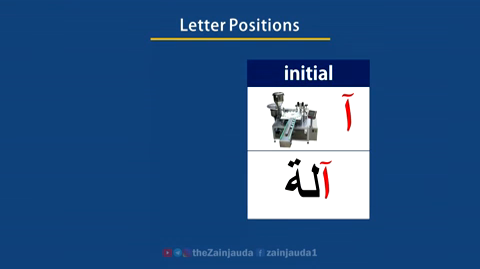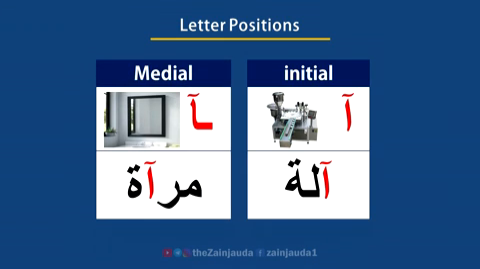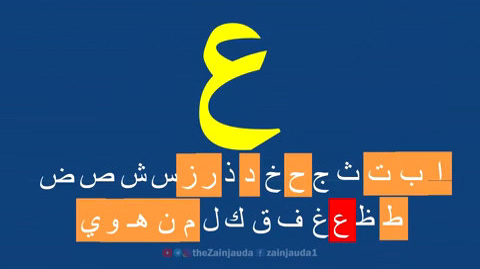Examples of it are ala. If the picture is not clear enough, ala means machine. In the medial position, mir'at.